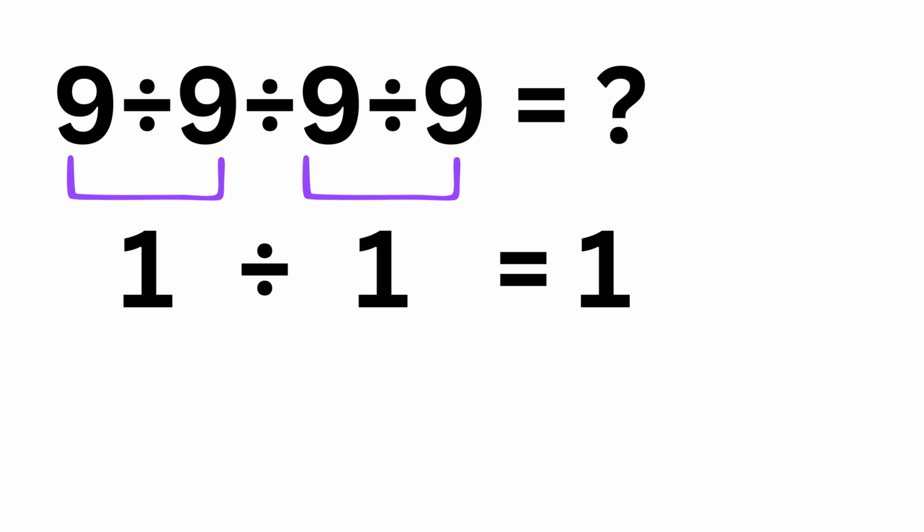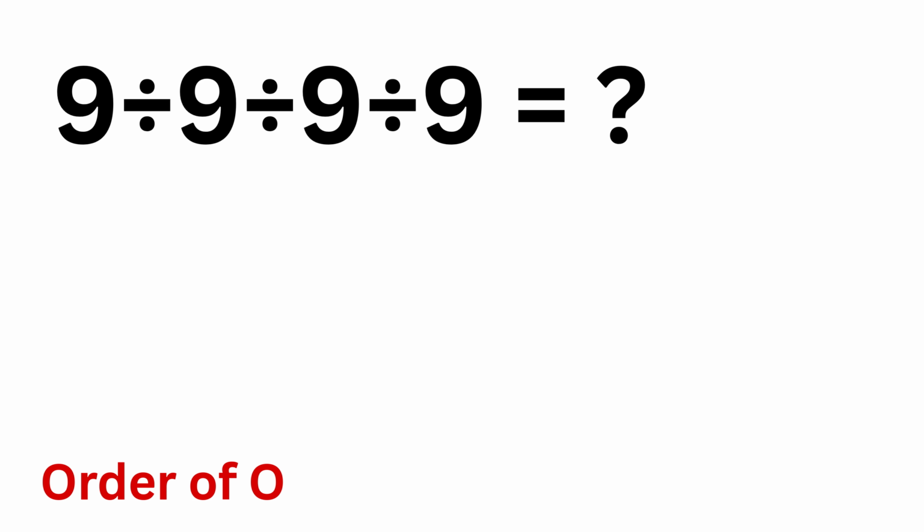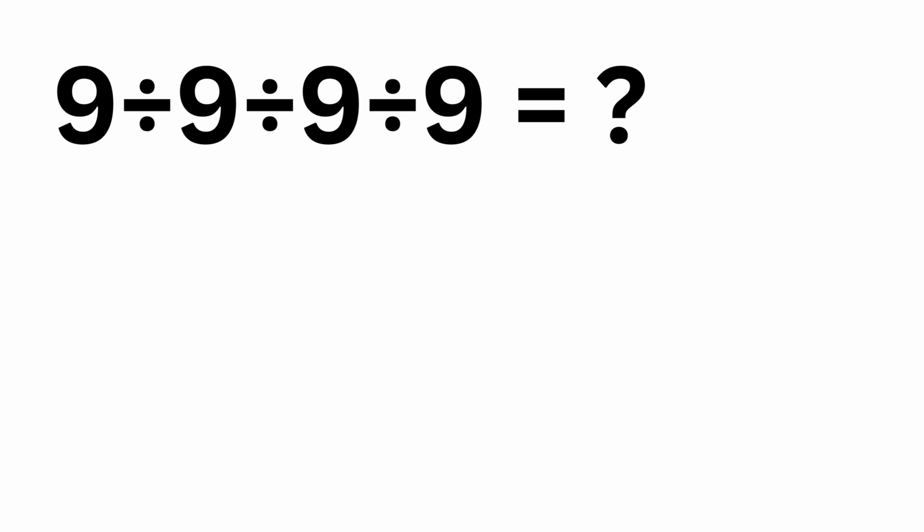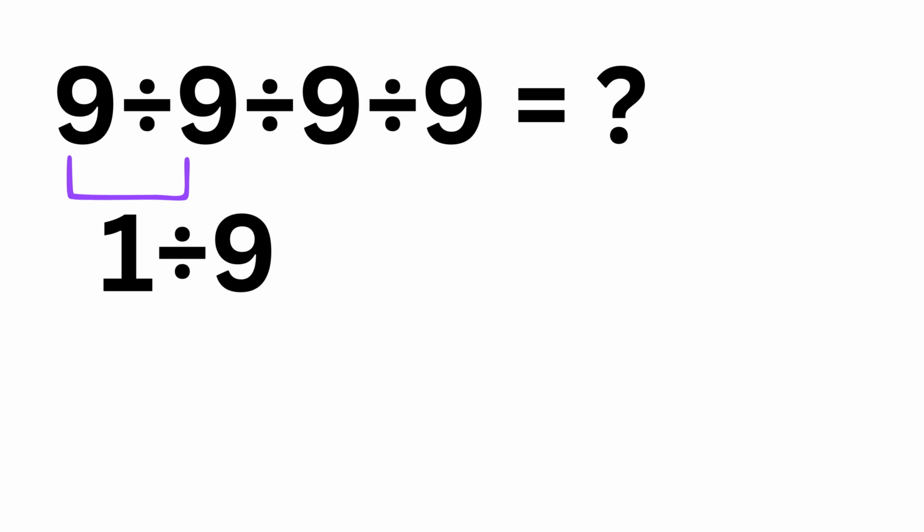But this answer is incorrect, because according to the order of operations, when we have more than one division in an expression, we have to work from left to right. So here first we have to do the first division, then the next division, and finally the last division. So the first division of 9 divided by 9 is just 1. So we get 1 divided by 9 and again divided by 9.